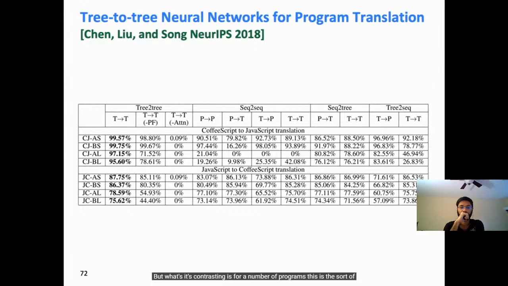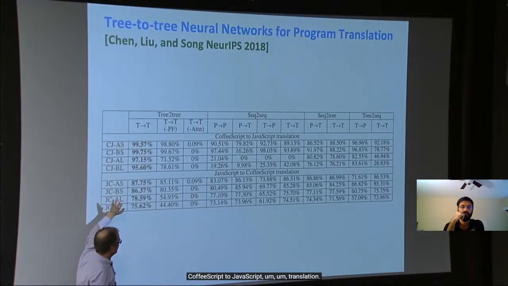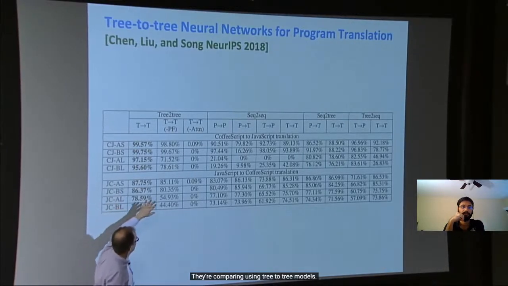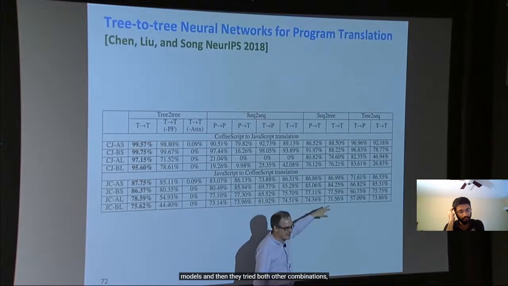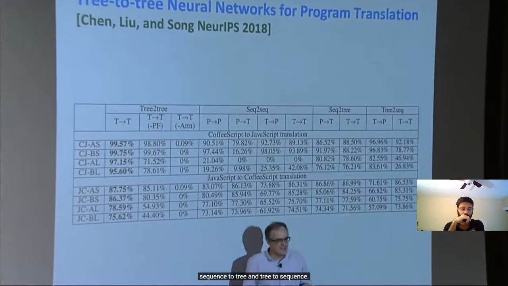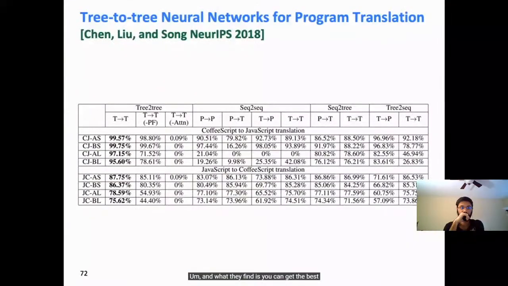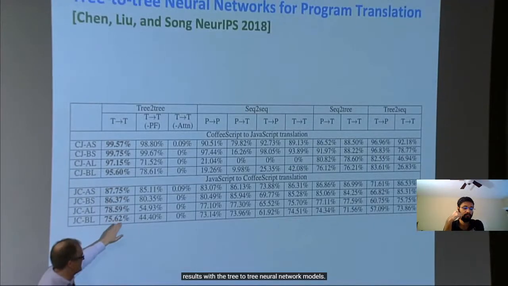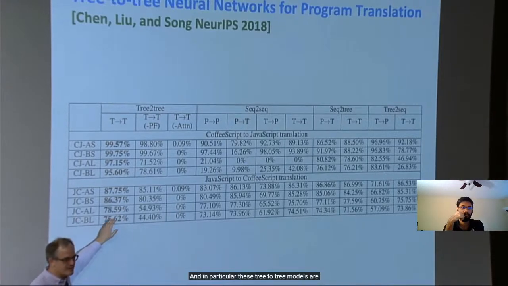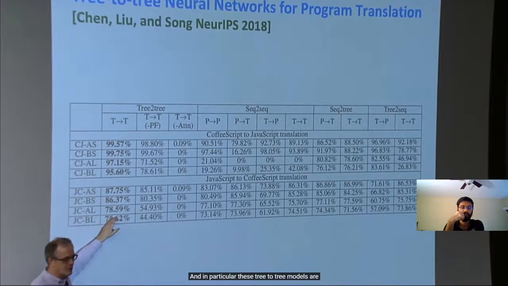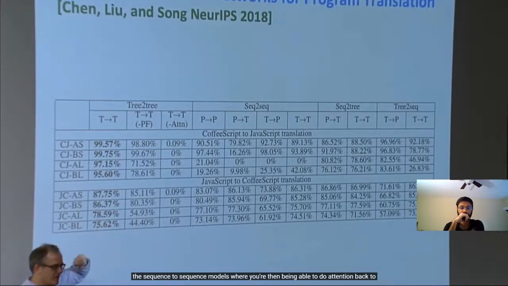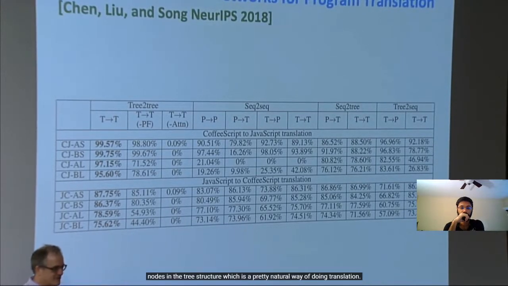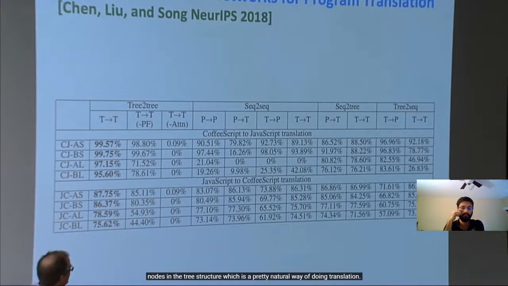But what's contrasting is for a number of programs, this is a CoffeeScript to JavaScript translation. They're comparing using tree-to-tree models and then using sequence-to-sequence models, and then they try both other combinations, sequence-to-tree and tree-to-sequence. And what they find is you can get the best results with the tree-to-tree neural network models. And in particular, these tree-to-tree models are augmented with attention. So they have attention like we talked about for sequence-to-sequence models, where you're then able to do attention back to nodes in the tree structure, which is a pretty natural way of doing translation.